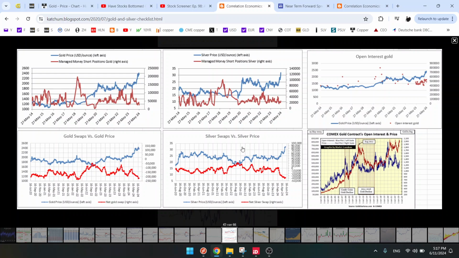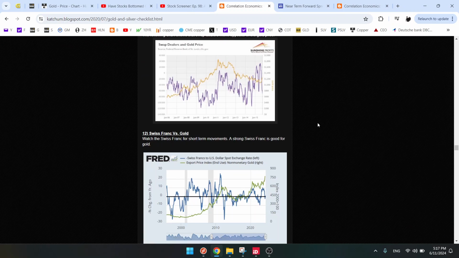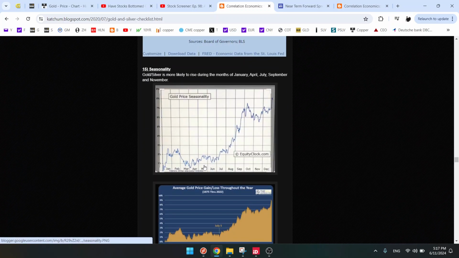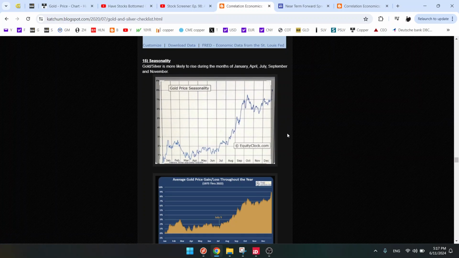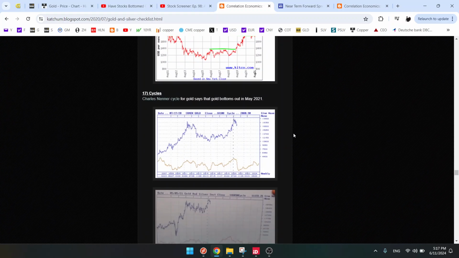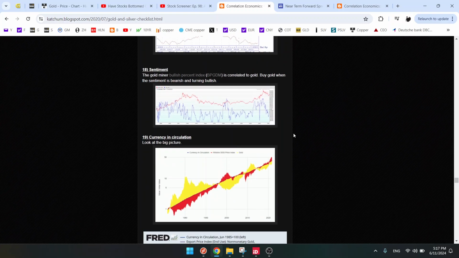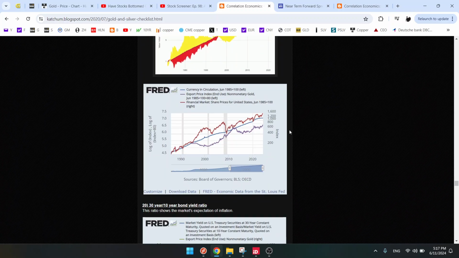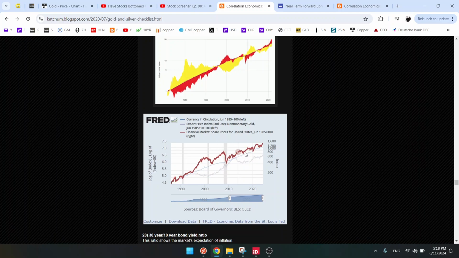So that could be slams, and we do have slams in silver, for example. Open interest is also a short-term indicator. Waiting for the open interest to go back down, and then we will bottom out. And seasonality is also a way to check where we stand in gold. This bullish percent index sentiment is more of a mid-term indicator, and this one is a long-term indicator, the currency in circulation. So in the long term, we're still going to move higher.